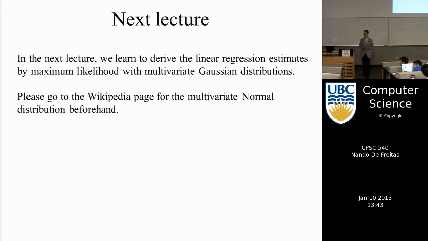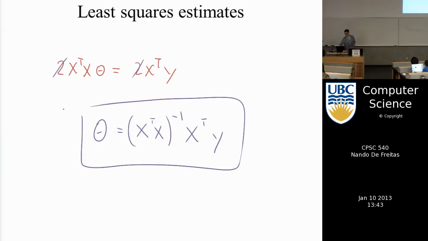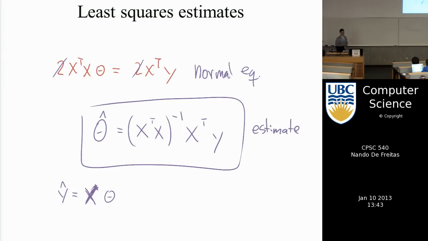Go ahead. The equation we derived has a pretty famous name. The normal equations? Yeah, this equation here is called the normal equations. And if you want to make a prediction on the training set, y hat is just x times theta. Because this is a solution to a problem, we put a hat to indicate that it is the solution. We often call this the estimator, or the estimate. And this in particular is called the least squares estimate.